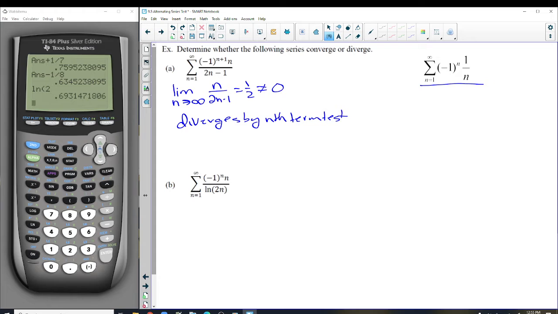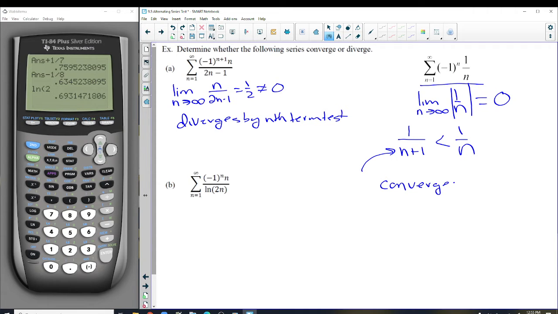Over here we have what's called the alternating harmonic series. And we can do the limit as n approaches infinity of 1 over n. We ignore the fact that it's negative 1. As a matter of fact, the absolute value is equal to 0. So it passes the nth term test. Now, can we say 1 over n plus 1 is going to be less than 1 over n? Sure. If we have a bigger denominator, we have a smaller fraction. So now we can say it converges by the alternating series test.